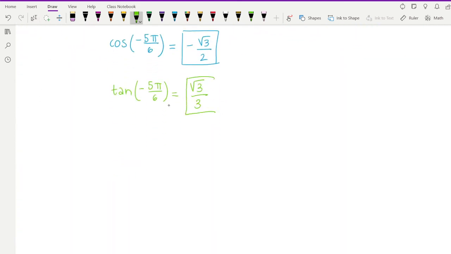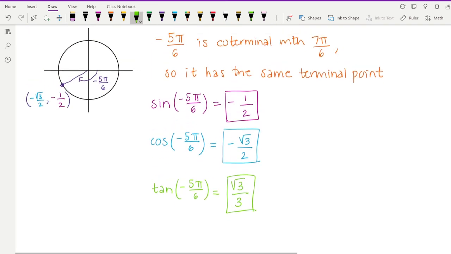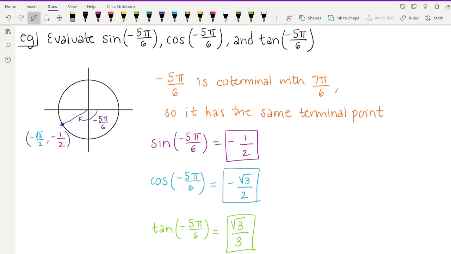So this is a really important example because this is something we've been kind of building up to with talking about coterminal angles. And really the reason we keep talking about coterminal angles is because of this fact. So what did we see happen in this case? We saw that when you have coterminal angles, their terminal point is the same. If their terminal point is the same, that means that you're going to get the same thing when you do sine, cosine, and tangent, right? Because the way that you find sine, cosine, and tangent is by looking at the terminal point.